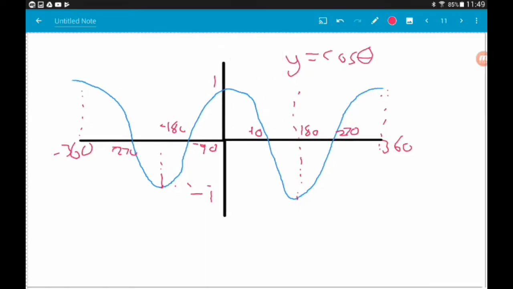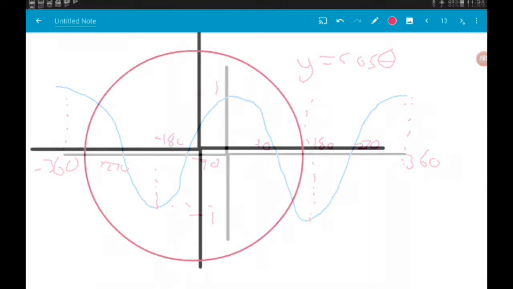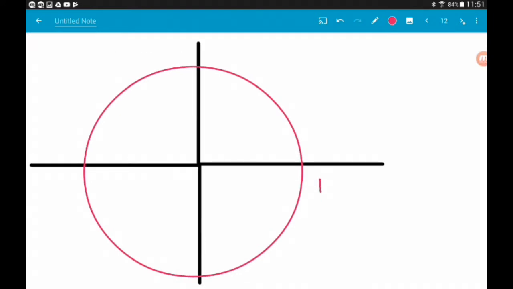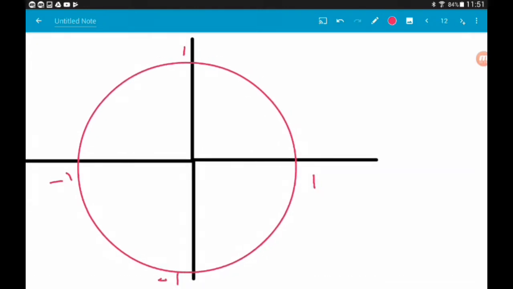So now we're going to have a look at using the circle to see why we get this graph. Okay, so we've got exactly the same setup as we have with sine. So it's the unit circle centered at the origin. So again we've got 1, 1, minus 1 and minus 1. Now then, what we're going to do is exactly the same thing. We're going to draw a radius from the origin out to the circumference of the circle.